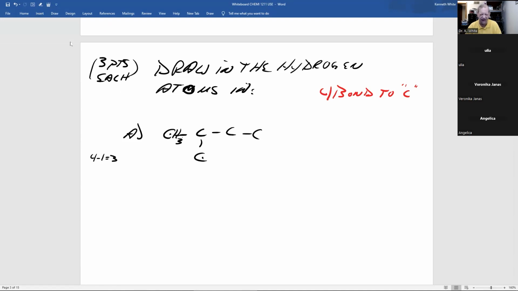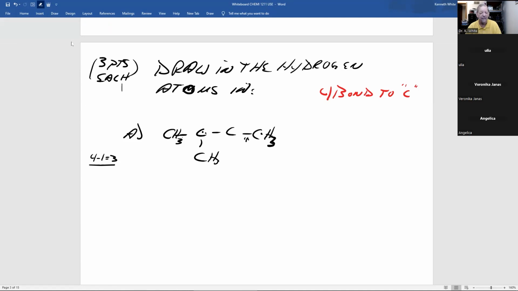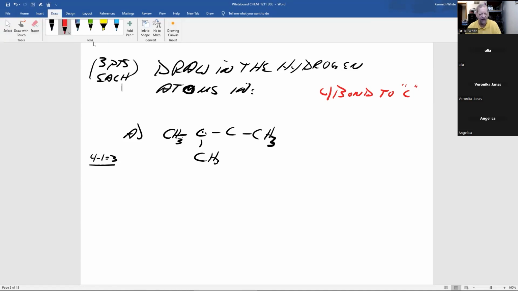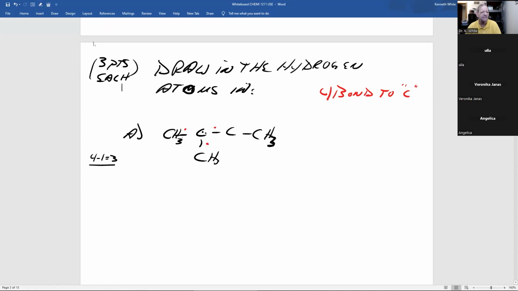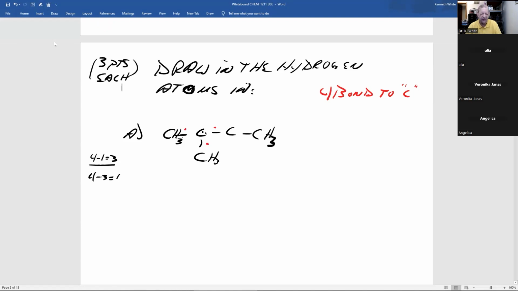This carbon has 1 bond. This right here. And there should be 4 bonds to carbon. 4 minus 1 is 3. And same thing here. Only 1 bond. So if I look at this carbon right here, how many bonds to carbon does that have? Well, this one, 2, 3. Carbon should always have 4 bonds to it. 4 minus 3 is 1. So there's 1 hydrogen there.